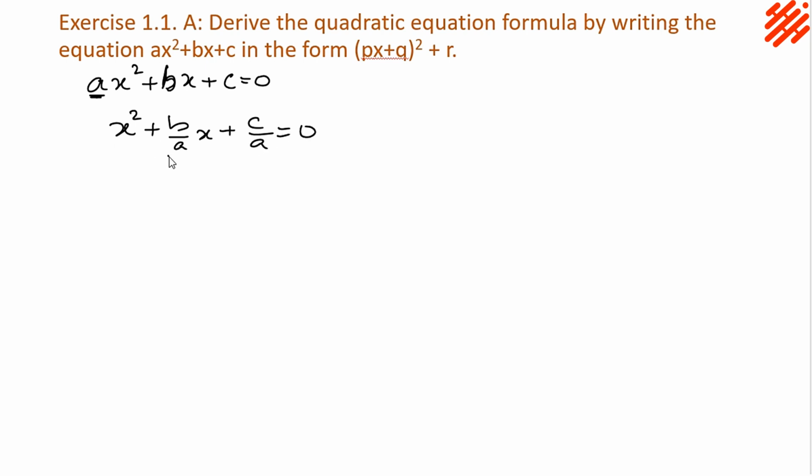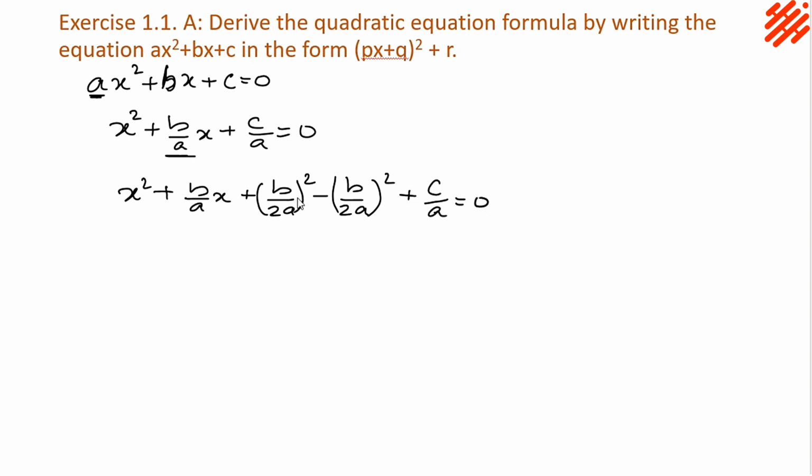So now the next step, for the coefficient of x, I'm going to add and subtract the square of half of the coefficient of x. So x square plus b by a x plus b by 2a whole square minus b by 2a whole square plus c by a equals 0.